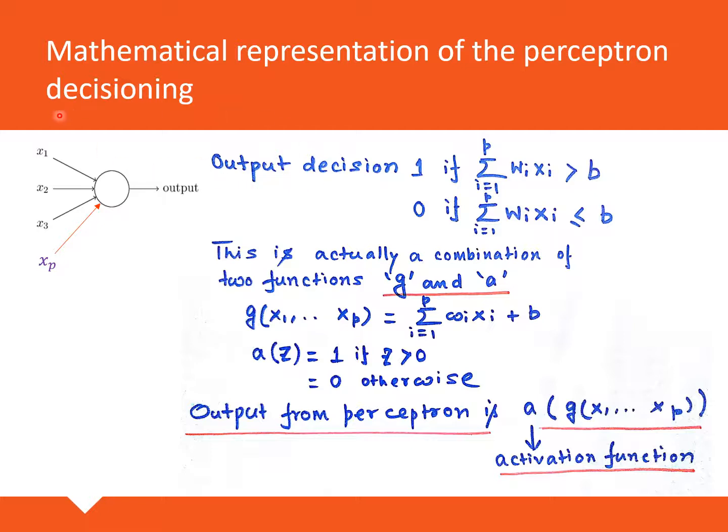We actually can. So if this is a perceptron, then the decisioning pretty much happens like this. So the output decision is 1 if this linear combination of the input features is more than b, and the output decision is 0 otherwise. So this is how the decisioning occurs. Now this decisioning model can actually be written as a combination of two mathematical functions, g and a. We are calling them g and a out here, where the function g is actually doing the linear combination. So g, when applied on the input features, is actually doing the linear combination wixi plus b.